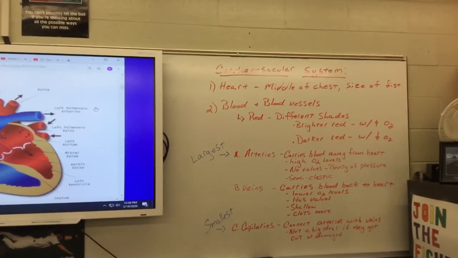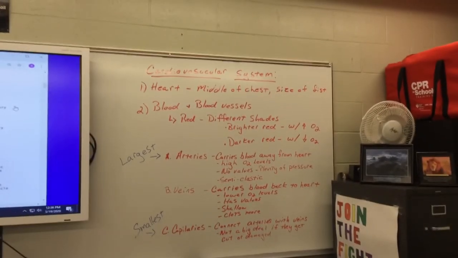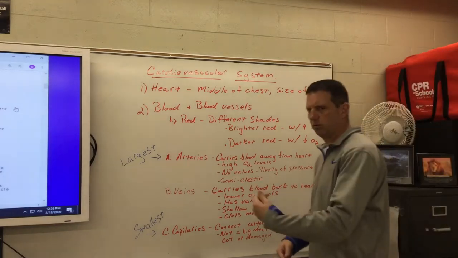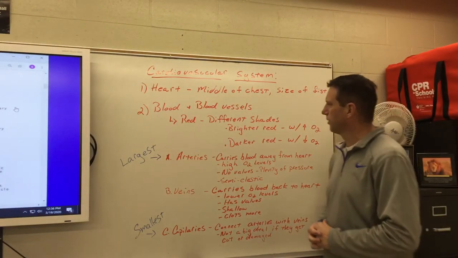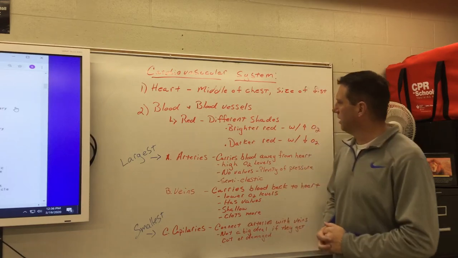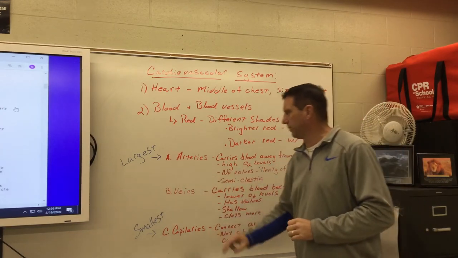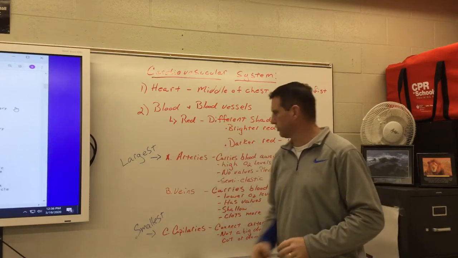All right, so we have different shades, and I already talked about them: brighter red, darker red. Make sure that you are putting these things in your notebook. Okay, if you need to pause the video and go get your notebook, please do so. All right, we have three types of blood vessels. We've got arteries, veins, and capillaries, and I list them from largest to smallest.